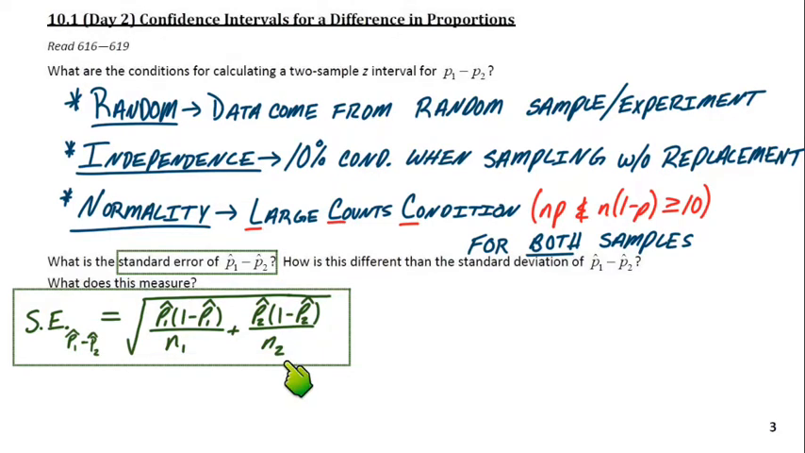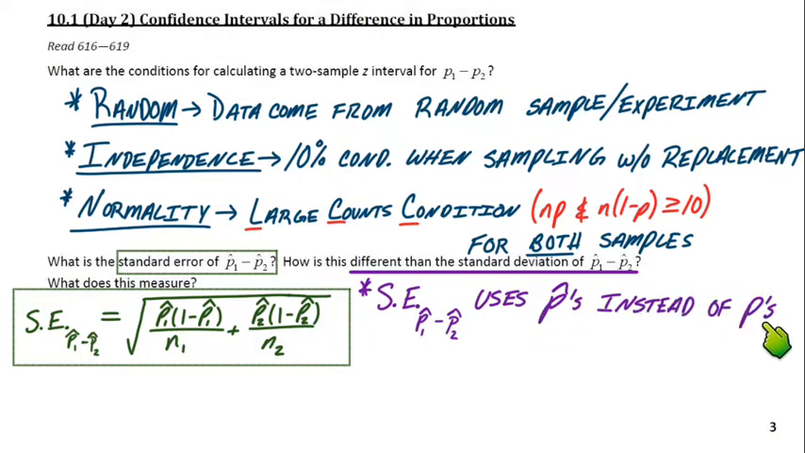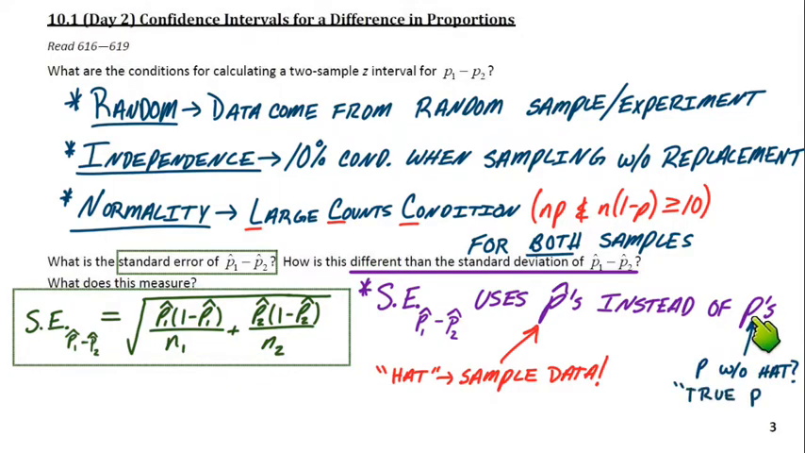So very similar to actually the standard deviation that we looked at in the first notes. The only difference now is the standard error uses the sample data. It uses P hats instead of just the P's. Keep in mind the hat implies that it came from sample data, right? So people going out into the world and acquiring data, that's what the hat means, sample data. And then just lowercase p by itself, a p without the hat, refers to the true population proportion. So the standard error uses p hats, the sample data. The standard deviation, yesterday, that's the one that used just P1, P2 without the hat.